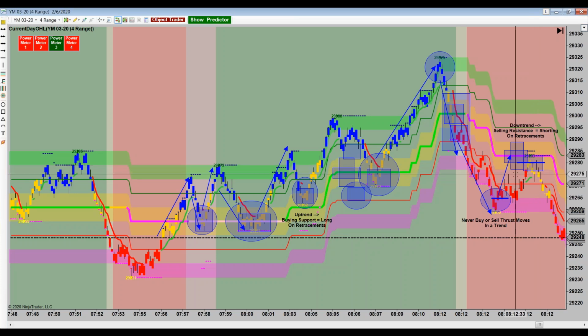So this is just a small, quick example of why you don't ever sell thrust and retracements, because you're going to get left more times than not holding the bag and stopping out, only to find out that the market rolls over and moves in your favor. And now you're chasing it and you're digging out of a hole.